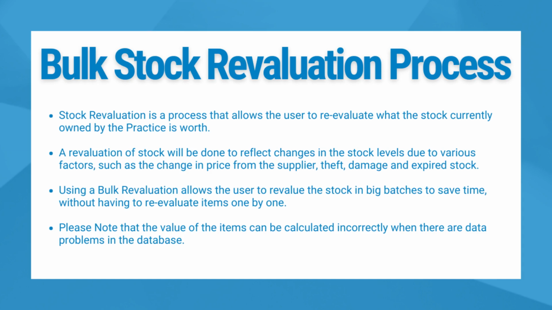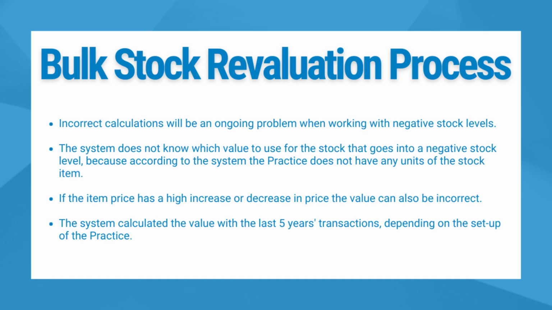Please note that the value of the items can be calculated incorrectly when there are data problems in the database. Incorrect calculations will be an ongoing problem when working with negative stock levels. The system does not know which value to use for the stock that goes into a negative stock level, because according to the system, the practice does not have any units of the stock item. If the item price has a high increase or decrease in price, the value can also be incorrect.